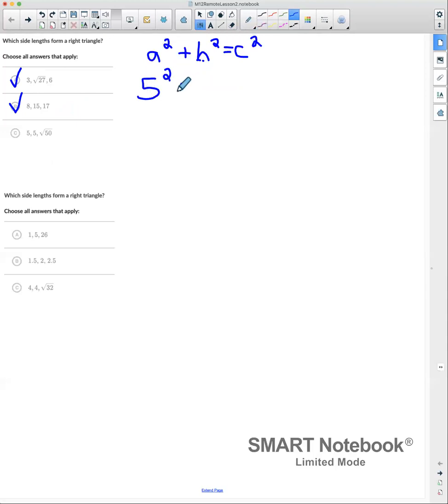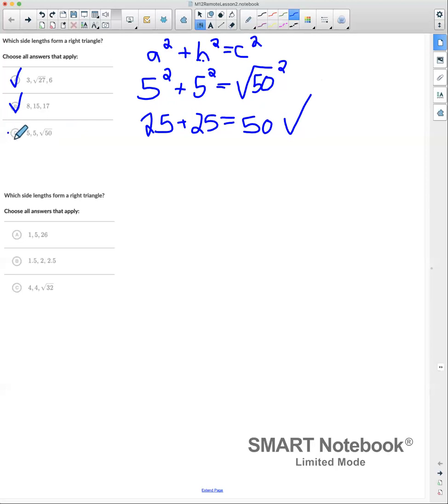So 5 squared plus 5 squared is equal to radical 50 squared. I know that radical 50 is the largest value because radical 49 is equal to 7, so radical 50 has to be a little bit bigger than 7. So we have 25 plus 25 is equal to 50. That looks good. Therefore it will make a right triangle. So all three will make a right triangle.